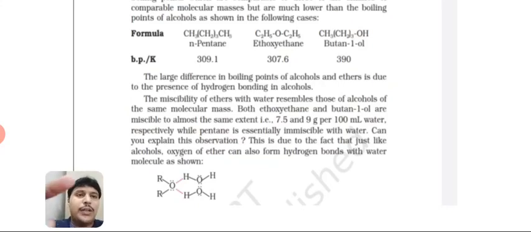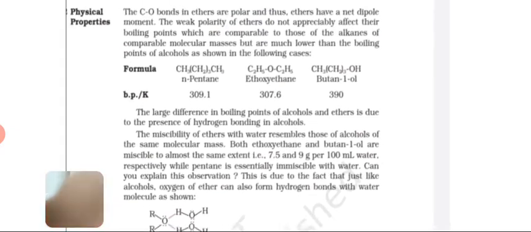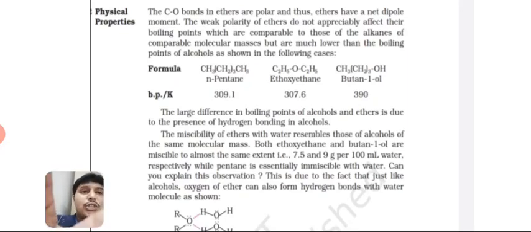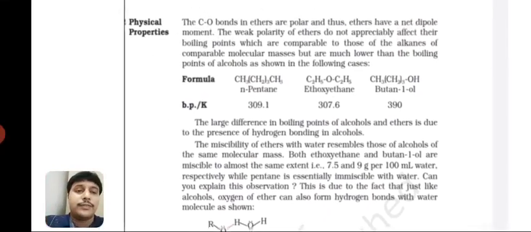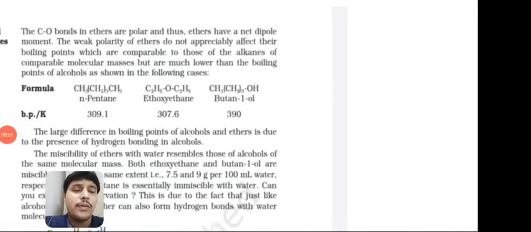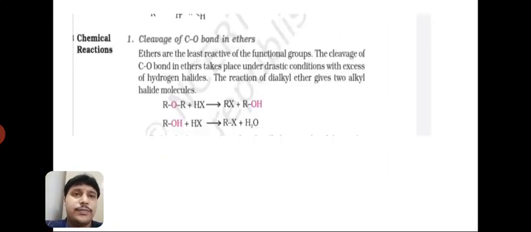So here how many things are we getting? Number one, why the boiling point of ether is greater than alkane, and why the boiling point of ether is less than alcohol. Clear? Now, why alcohol is soluble in water, and ether is soluble in water, right? Okay, so these two properties we have seen here. And here students, once again you can see that structure.